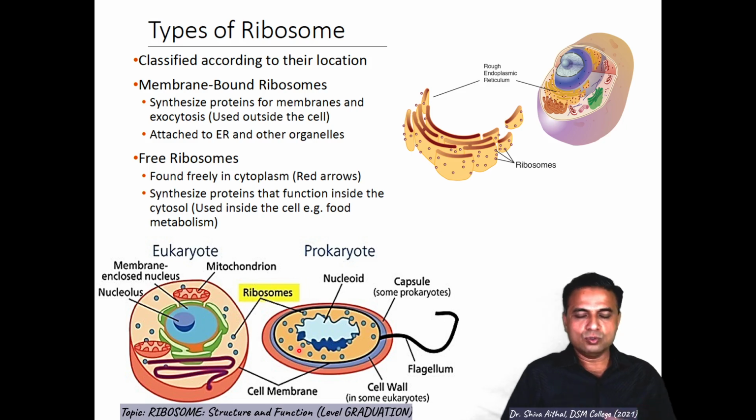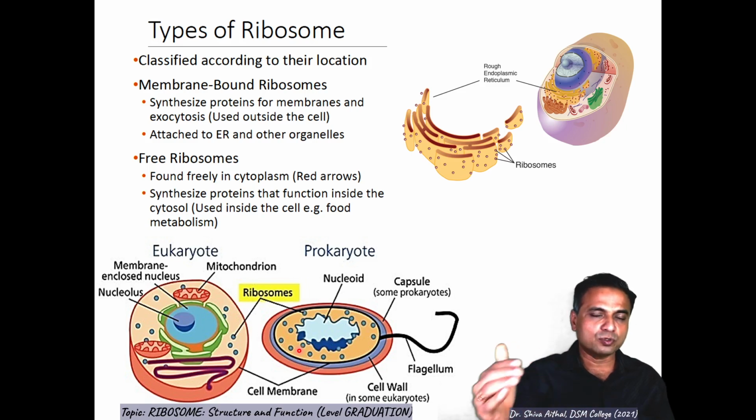How do you categorize or characterize these organelles? Depending upon where they are localized, how they function, what is their mechanism, what are their molecular structures, chemical structures, and so on and so forth. On the basis of location they are classified as free ribosomes and membrane bound ribosomes.